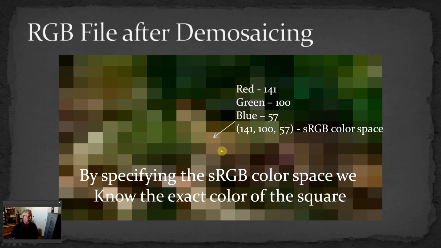So if I tell you that this block is color values of red 141, green 100, and blue of 57, commonly written 141, 100, 57, with red, green, blue in that order, and I tell you it's in the sRGB color space, now you know exactly what that color is, and you can translate that specific color into other models. If you send it to a printer, your printer knows exactly what color you want, so it can put down the correct cyan, magenta, yellow, and black inks in order to produce the same color, even though it may have different values.